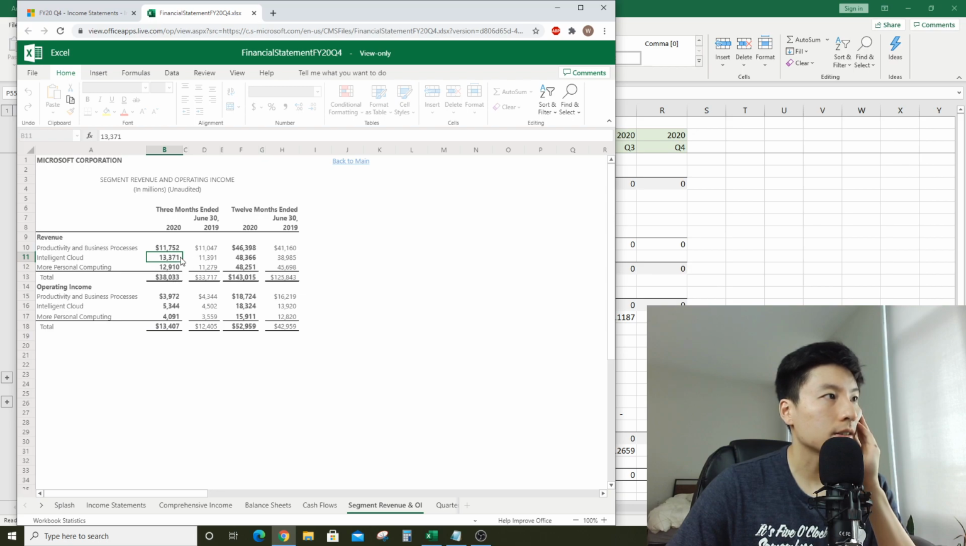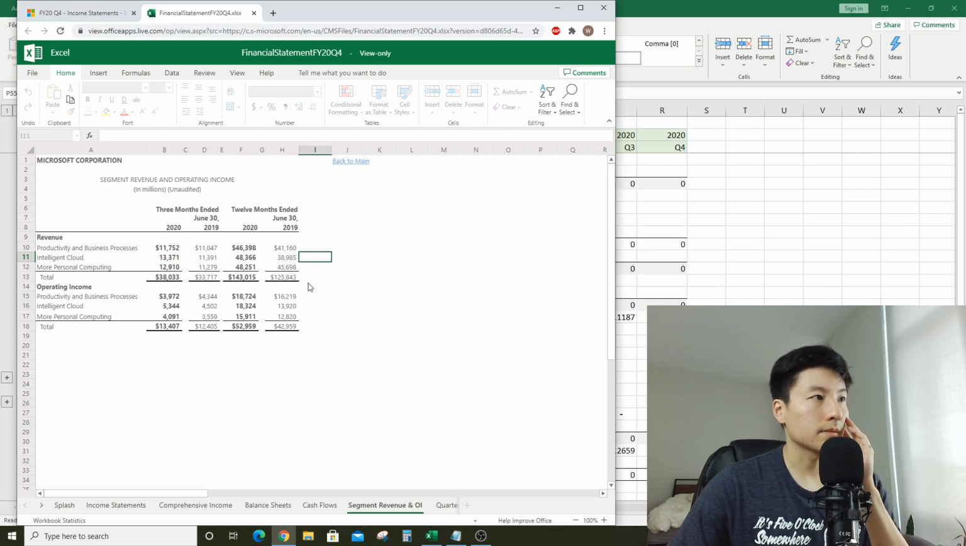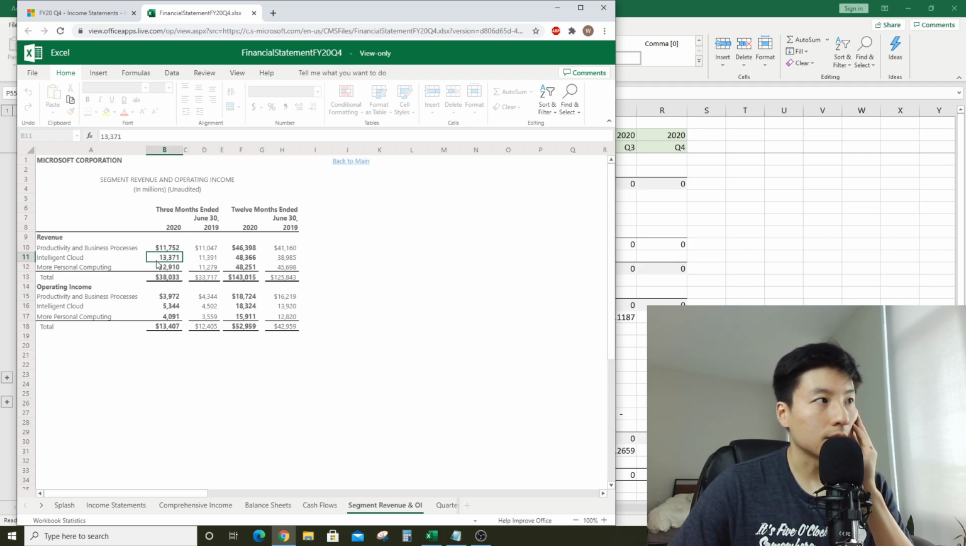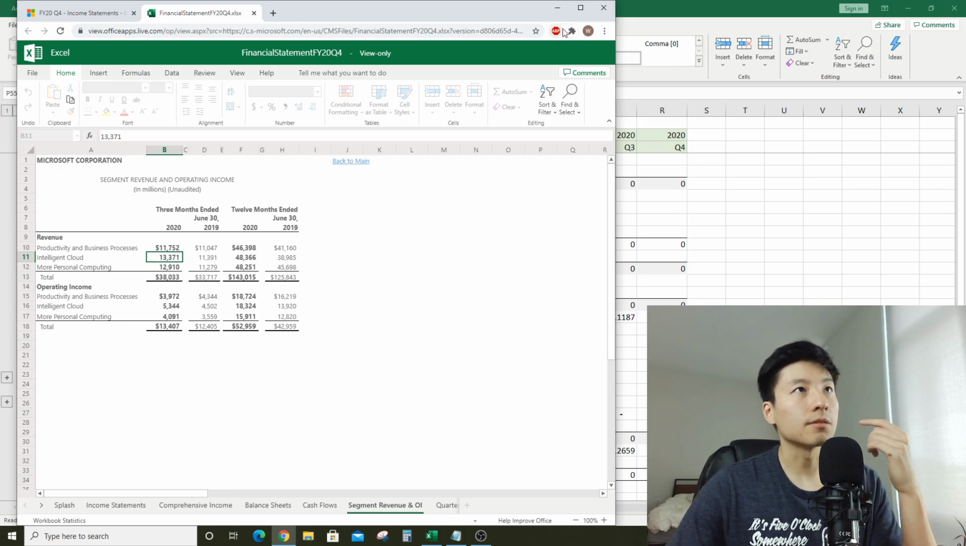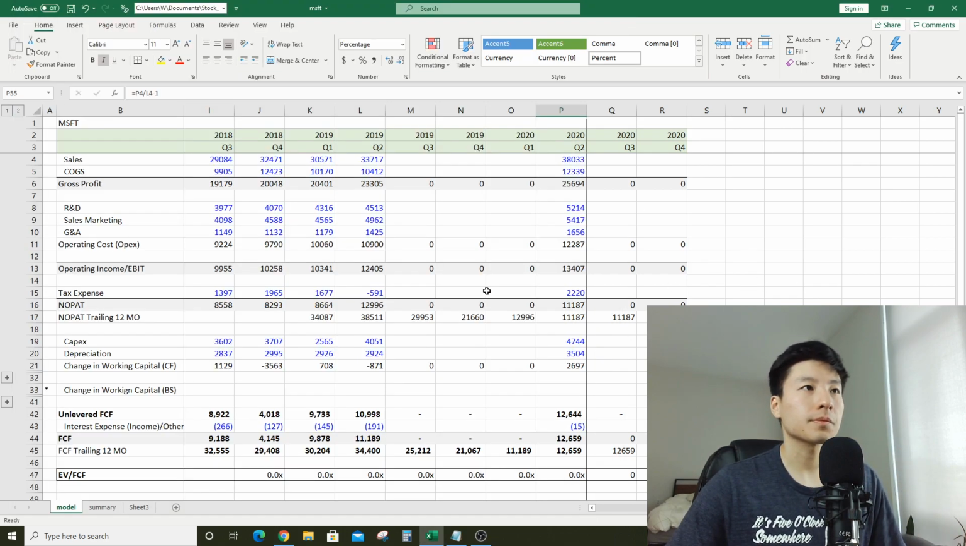Yeah, you see this? Their productivity and business, so this is like their Office stuff, right? Stays kind of the same versus last year. Their cloud jumped up from 11 billion to 13 billion. Okay. It's killing it. And then also their personal computing, so Windows and gaming and stuff went up as well. So yeah, pretty impressive quarter for them.